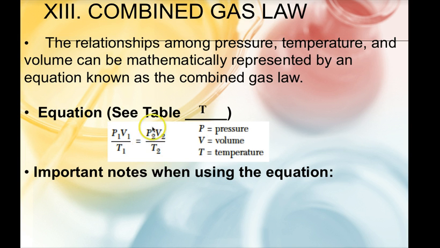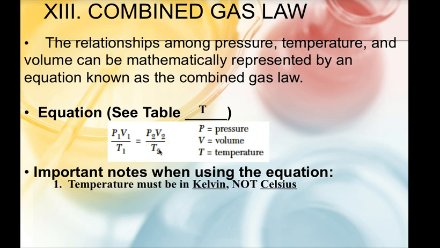Here's the formula, which is actually listed on table T. These are your initial pressure, volume, and temperature readings, and these are the final pressure, volume, and temperature readings. Most of the time, they're asking you to solve for one of the variables that has a 2 next to it, either the final pressure, the final volume, or the final temperature. Not always, but 99% of the time.